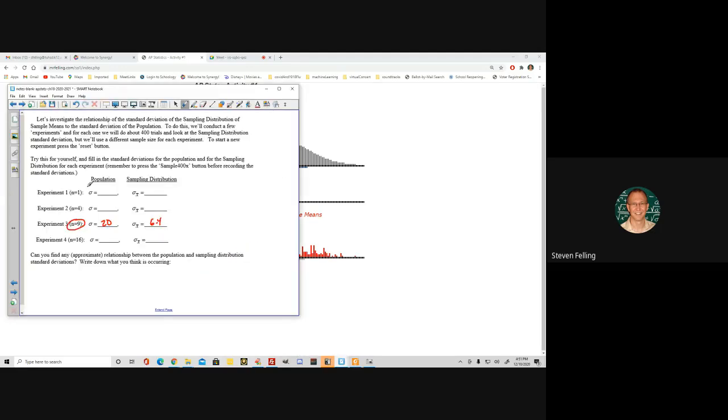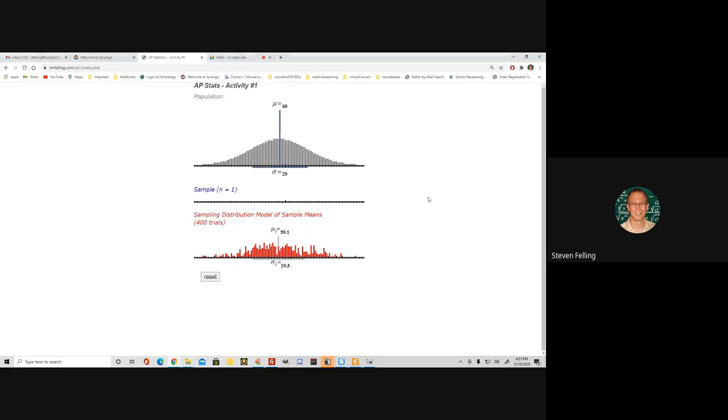So when I had a sample size of 1, my population standard deviation is programmed in here to be 20, but I got 19.5 here. What I'd like you to do is pause the video and try this for n equals 4 and n equals 16 and write down what your values are here. These will always be 20. Then you can unpause the video and we'll talk about the result.